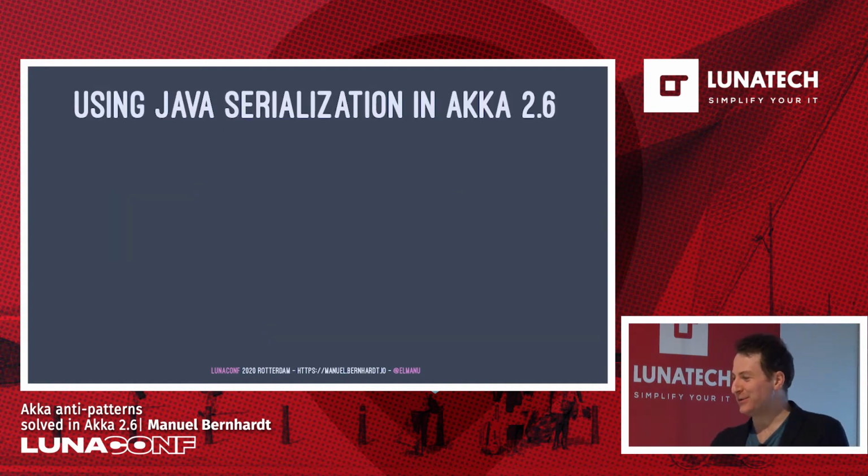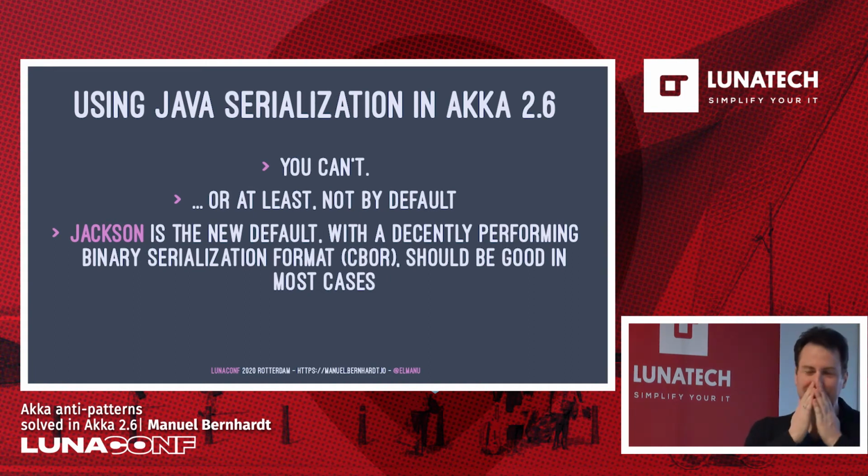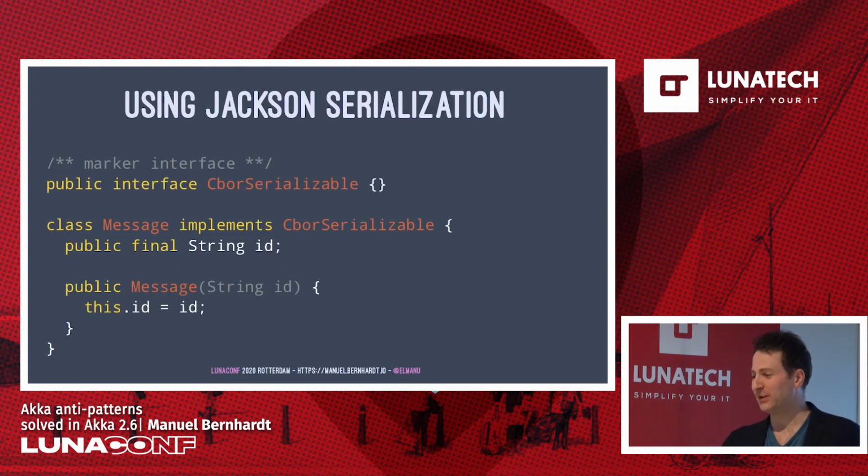So how can you use Java serialization in Akka 2.6? You can't. Well, at least not by default. There is a new default, which is using Jackson serialization. And I have to say that's pretty neat. Even though I had some restrictions about Jackson, you know, this library, and you have to use all these annotations. But it turns out that there is a very decent binary serialization format called CBOR. And actually it works in most cases.